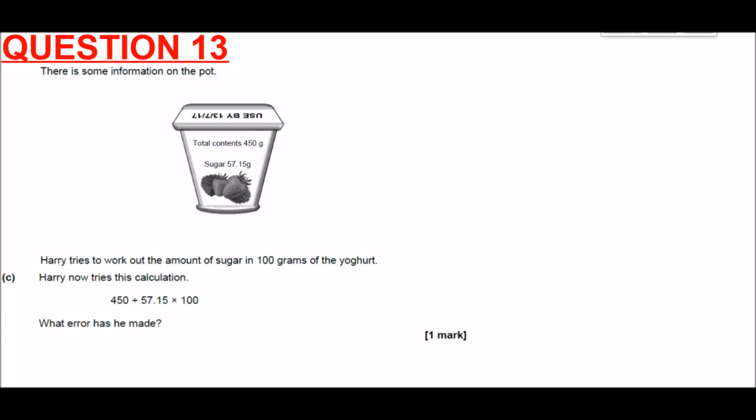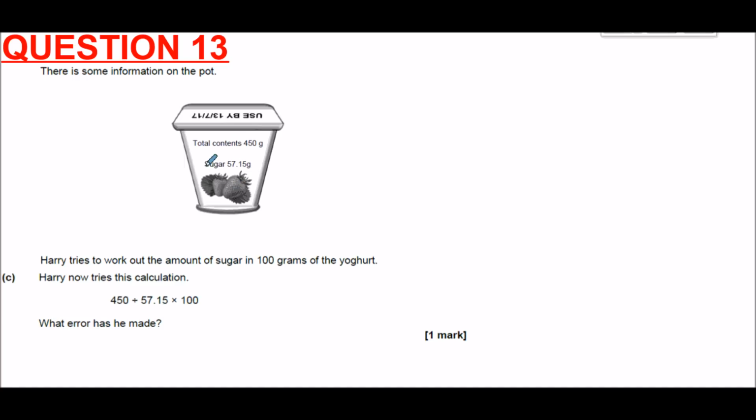Part C. So he tries to work it out again, how much sugar is in 100 grams of yogurt. He tries his calculation now. What error has he made? I always find these kinds of questions quite difficult because it's hard to see someone else's errors at first. What I would suggest to do is to work it out the correct way yourself and then compare your correct method to this presumably incorrect method.